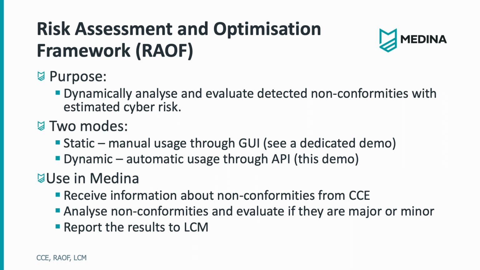The Risk Assessment and Optimization Framework dynamically analyzes and evaluates detected non-conformities in the evaluation tree and outputs an estimated risk. It operates in 2 modes. First, a static mode which allows a manual usage through the graphical user interface, explained in a dedicated demo. Second, a dynamic mode which works automatically and can be triggered via an API. The result is an evaluation of non-conformities in the cloud service which are identified as minor or major deviations. The results are then forwarded to the Lifecycle Manager.